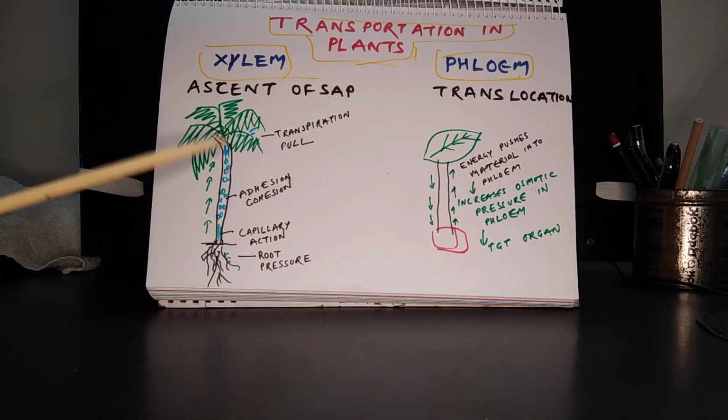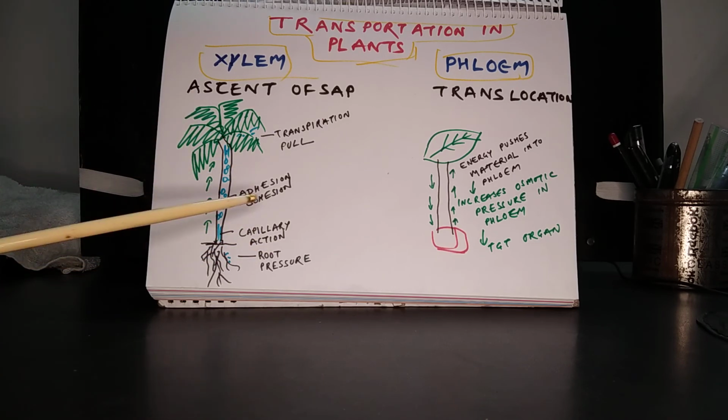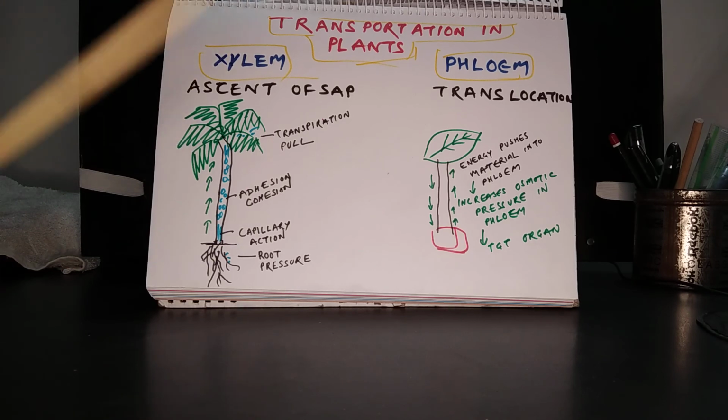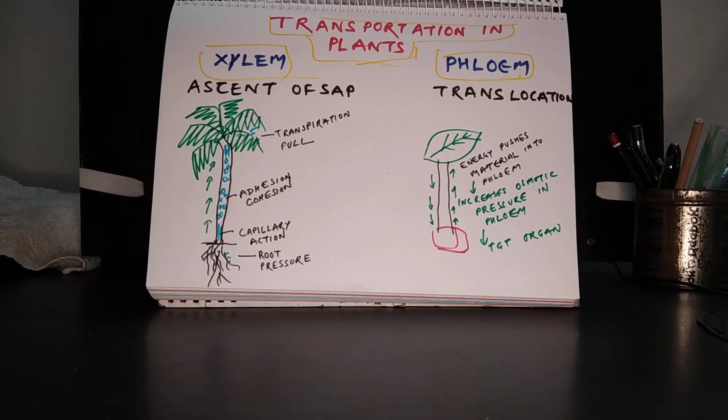Say for example a palm tree or a coconut tree, the water has to rise up to maybe 100 meters or 200 meters. Now let us come to phloem. The transportation through phloem is called translocation. While physical forces are responsible for transportation through xylem, in case of phloem, the plant needs to spend some energy. This energy pushes material into the phloem. Once the material goes into the phloem, it increases osmotic pressure in the phloem, and because of this difference, the material moves towards the target organ.